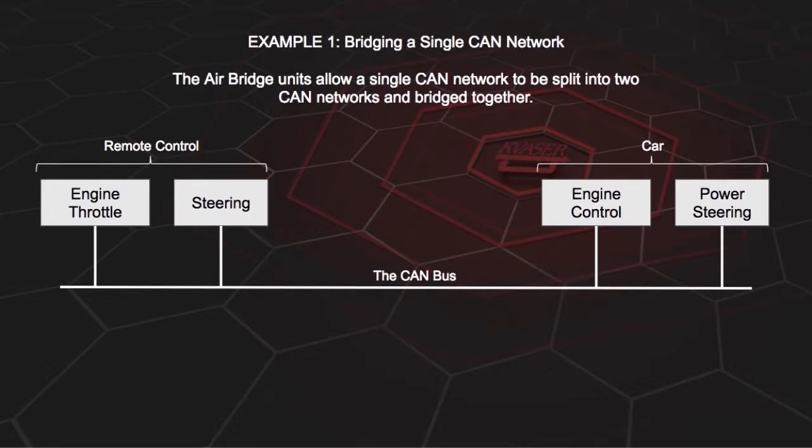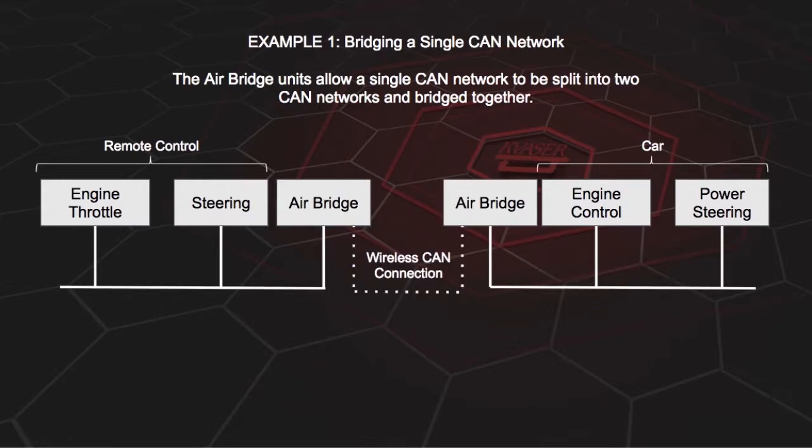Let's take a look at a few more examples. In example 1, we look at bridging a single CAN network. The AirBridge units allow a single CAN network to be split into 2 CAN networks and bridged together. In this example, we have one CAN bus with one system for remote control with some example nodes such as engine throttle and steering, and a different part of the CAN bus with nodes engine control and power steering.